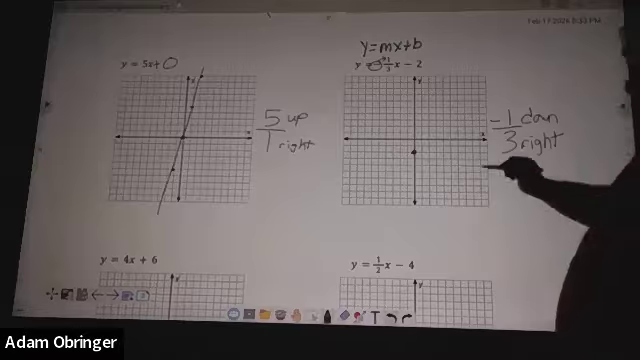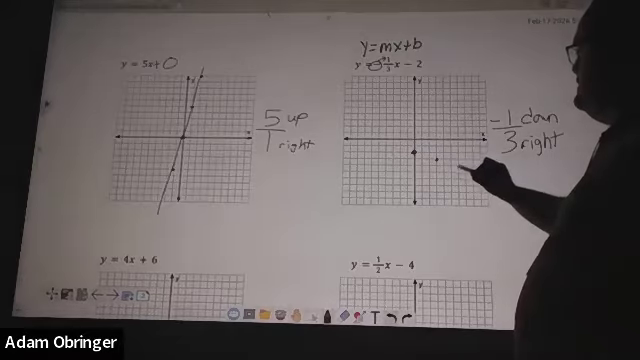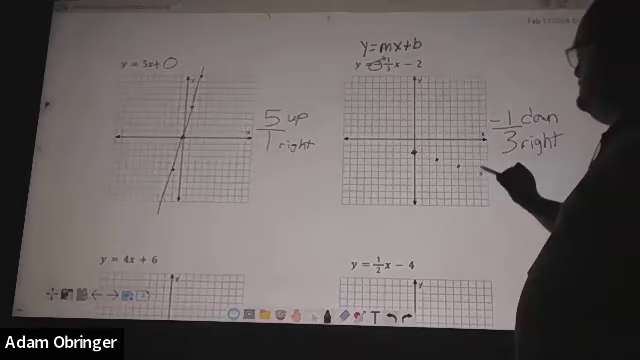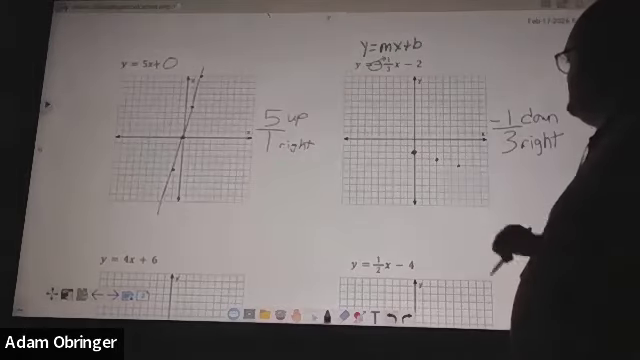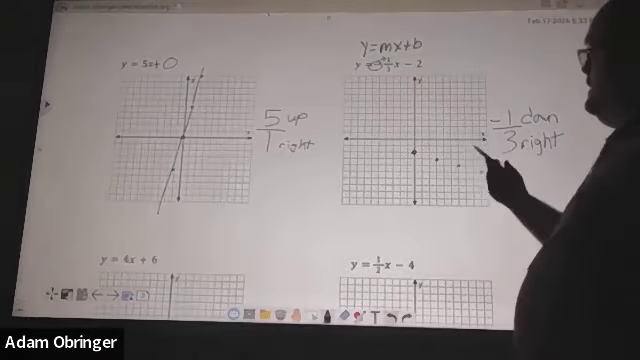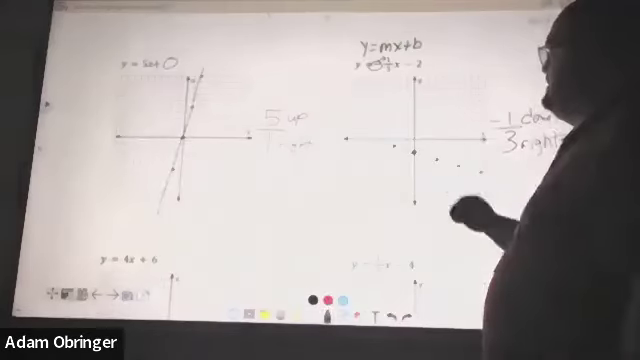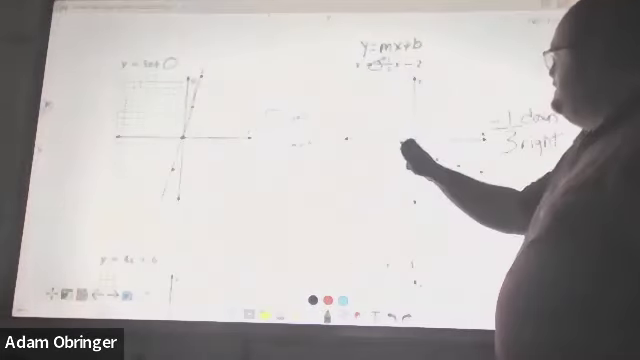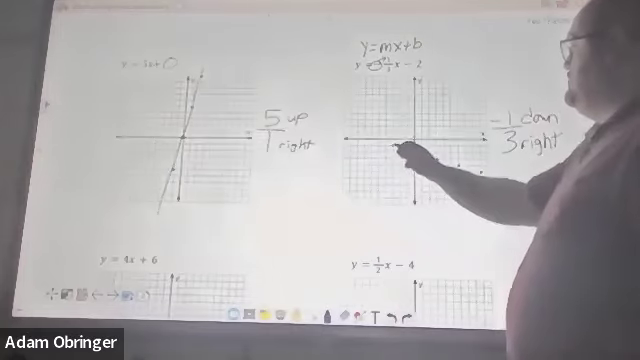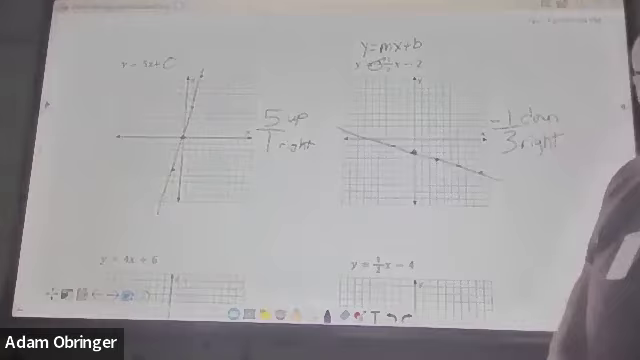But anyway, if we go down one and right three, down one and right three, down one and right three, erasing my mistake. Down one and right three. I can also go up one and left three, make another dot. I can draw my line, and then I'm done with that.